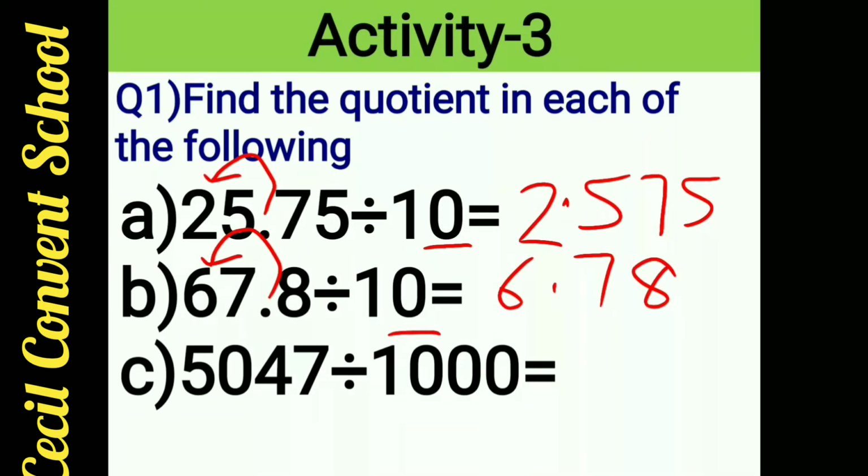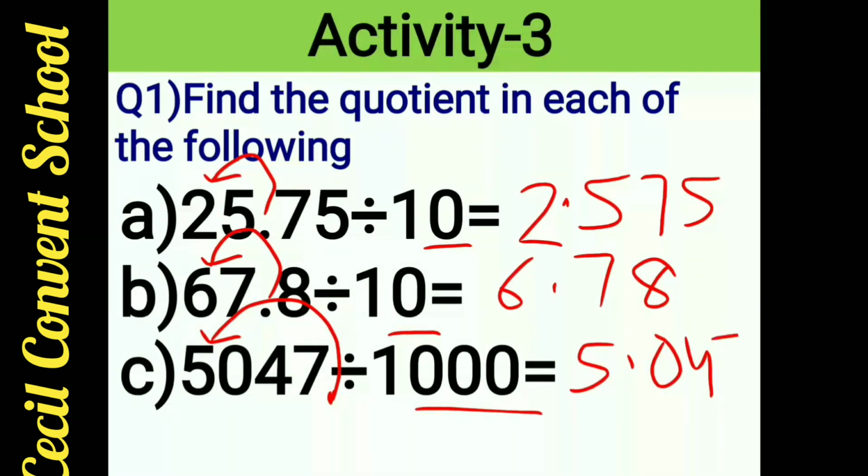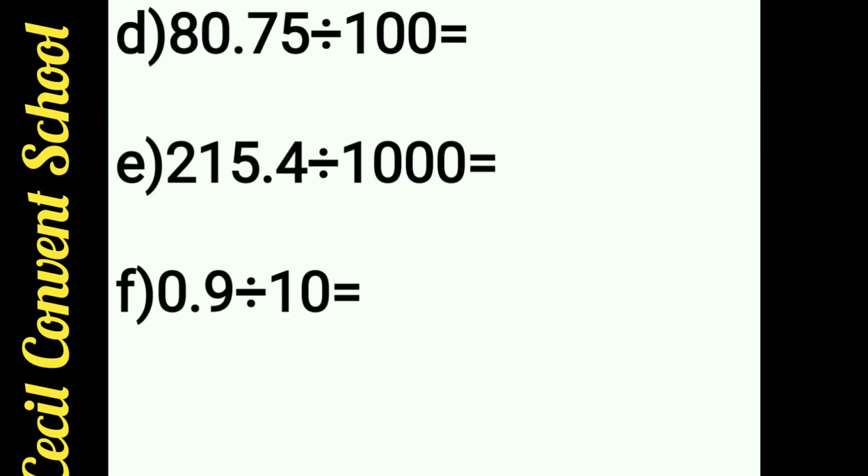6.78. Now 30. No decimal. It means decimal is here. So we shift 3 places to the left. So answer will be 5.047. Clear? Now we do DEF part.